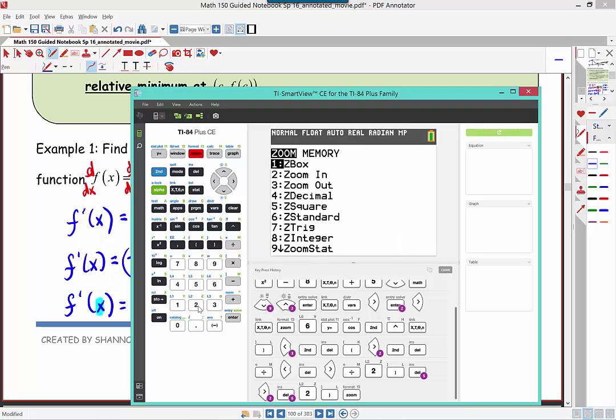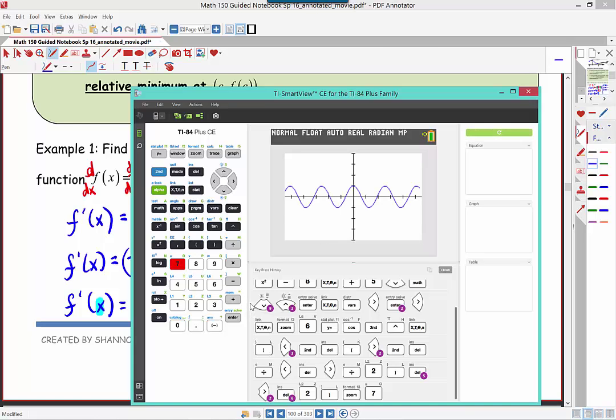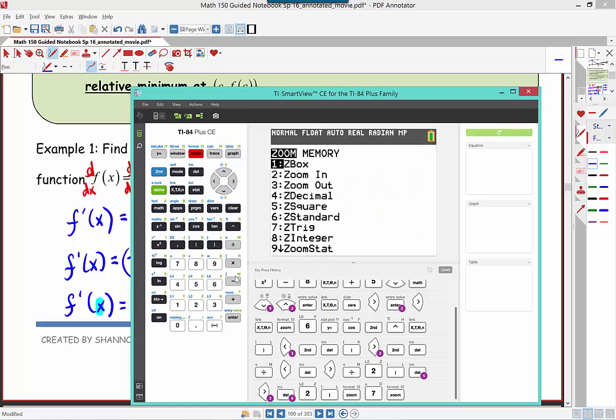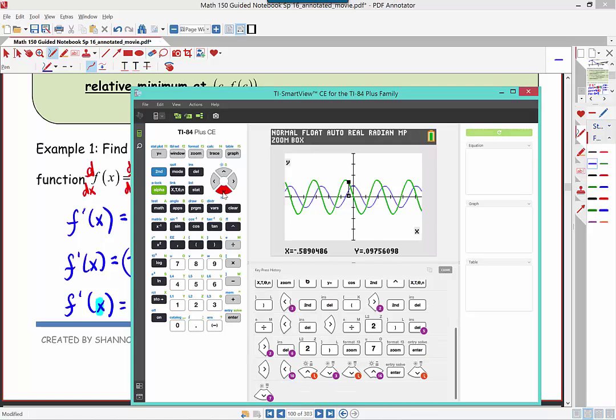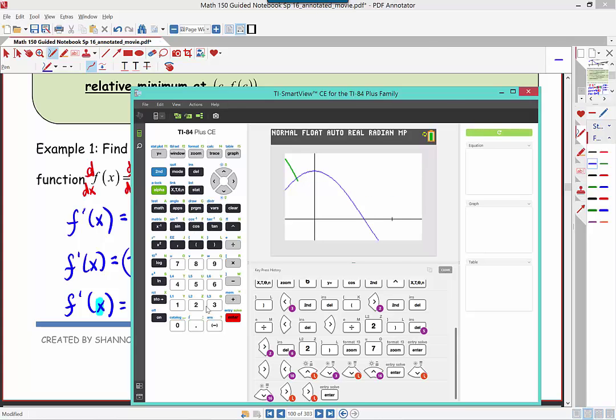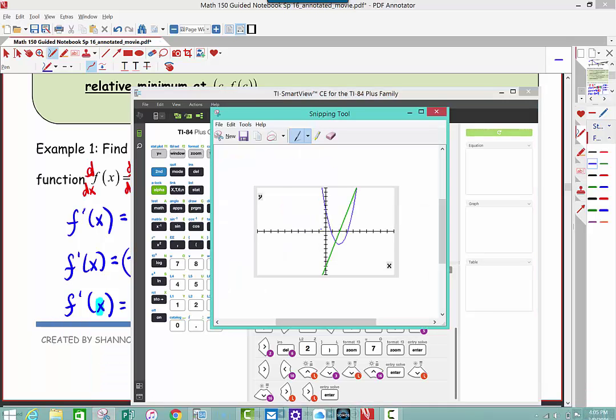And so let's go to Zoom 7, which is trig. And we're actually interested in what occurs at 0, 1, right? So let's zoom box over here around what's going on with these guys. So there's 0, 1 right there. And there's our derivative function.